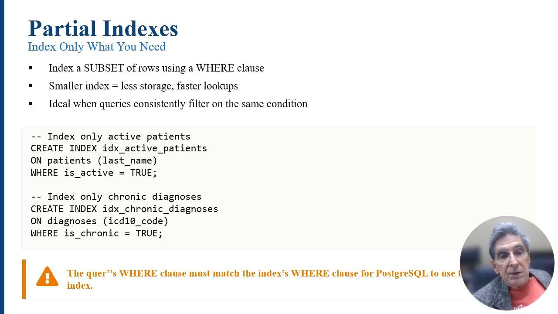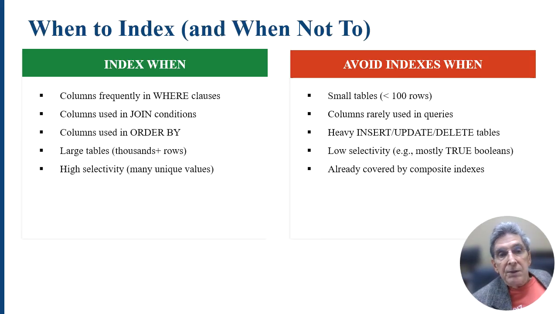It's optimized. The critical thing to understand is that for Postgres to use a partial index, the query's where clause must match the index's where clause. If you create a partial index on active patients, but your query does not include the where isActive equals true, Postgres will not use that index. The conditions have to align precisely, exactly. So partial indexes are an excellent tool when you know your queries follow consistent patterns. And this is common in healthcare applications, where workflows are highly standardized.